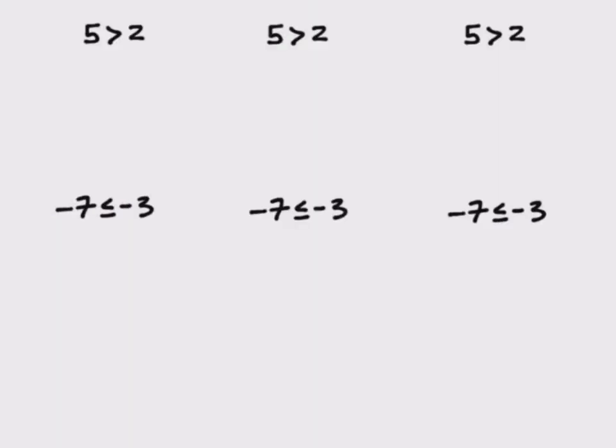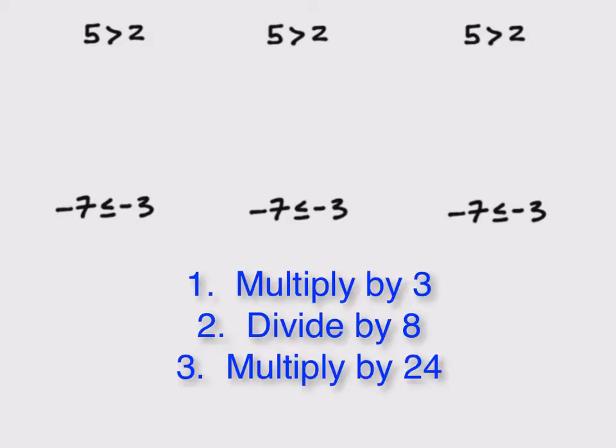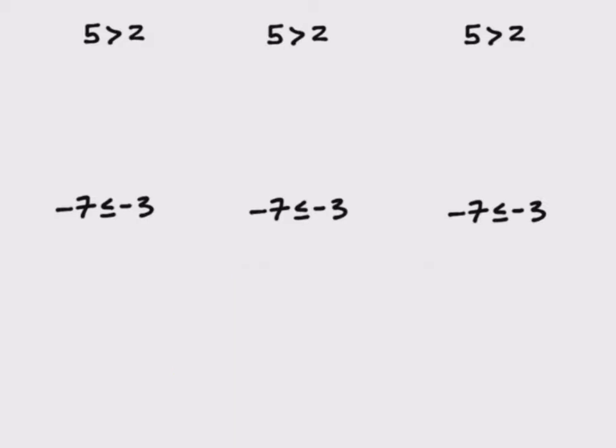So now that we know we can add or subtract any number to both sides of an inequality, and it will remain true, what happens if we multiply or divide both sides of an inequality? Or is it still going to remain true? Let's start by multiplying and dividing by positive numbers. So here are our familiar inequalities again, and let's multiply both sides of each of these inequalities by 3. Let's divide each side of both of these inequalities by 8, and we'll multiply each of them by 24. And let's see if we continue to get true statements.